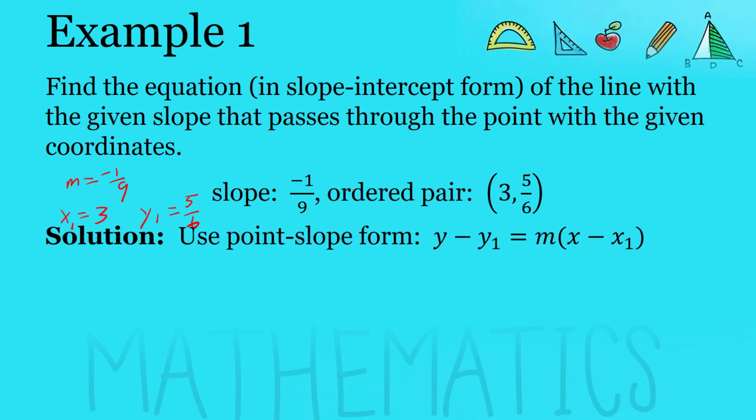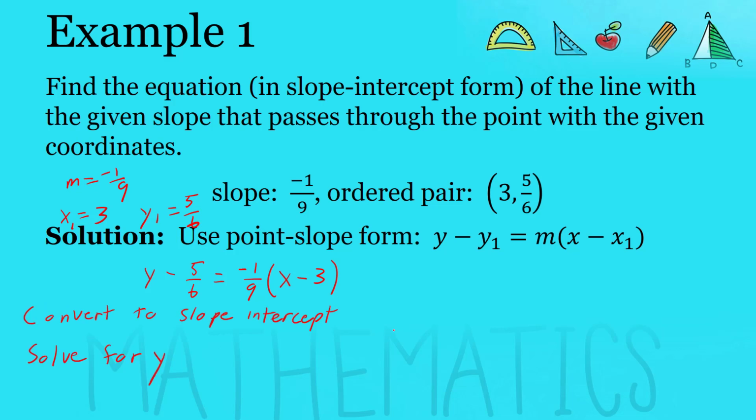And here it is. So we will have y minus y1, which is 5/6, and that's going to be equal to negative 1/9 times x minus x1, which is 3. And so this is the point slope form for this particular problem. Now we need to convert to slope-intercept. So we convert to slope-intercept by solving for y.